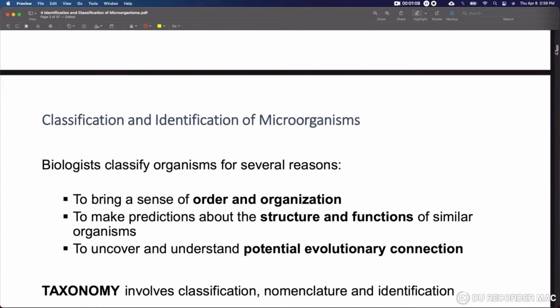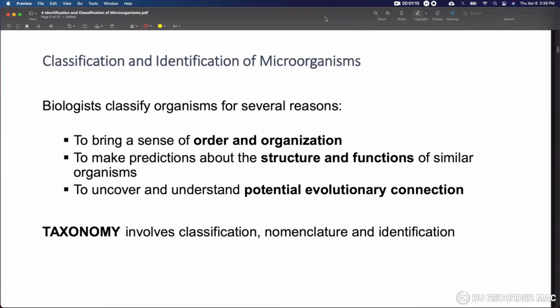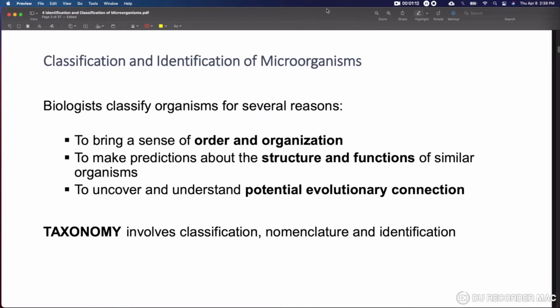Now moving on, okay, so you can see here. So again, the question is, why bother? Why bother classify and identify microorganisms? Well, we as biologists and future microbiologists classify organisms for several reasons. The first one is to bring sense to the world around us, to bring order and organization.